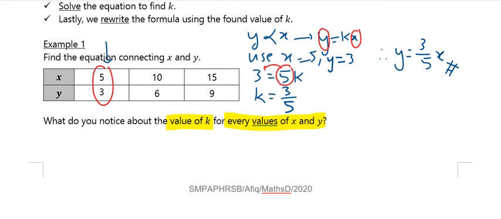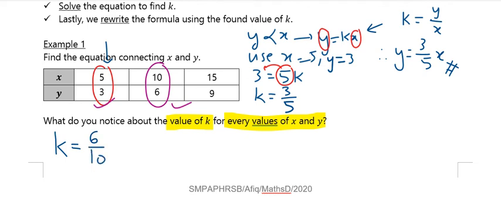Right, what you notice about the value of k, I have mentioned just now, whatever the value of x and y, you will have the same k. So let's check whether it's true or not. For the first one, you have proven this, so I just put a check over here. Let's have a look at the second one. From your equation here, you can say that k equal y out of x, right? So for the second one, x equal 10 and y equal 6, so k equal 6 out of 10.